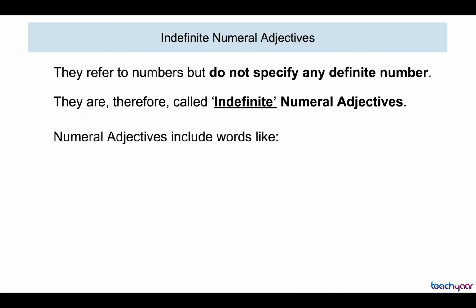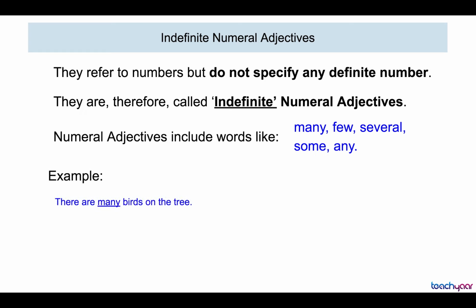So here we don't use numbers, or we don't use first, second, third, and so on. What do we use? We use words. And what are the words? Many, few, several, some, any. So such words which actually depict numbers, but they're not telling you exactly how many. Let us see a few examples. There are many birds on the tree.